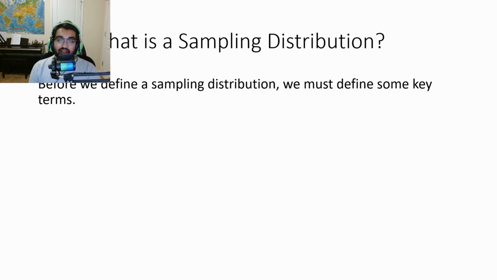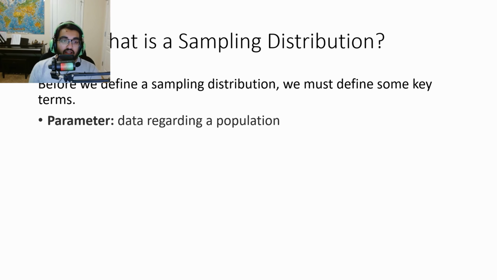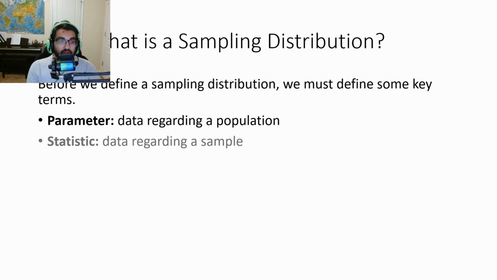Before we do that, we need to define some key terms, right? So a parameter is data regarding a population. Say you're measuring average height in adult males. Your population is 150 million people. Let's say we end up estimating that the average height is 5'10". That is a parameter. The parameter in this case is the average height, and it's 5'10". So that's what we use that term for.